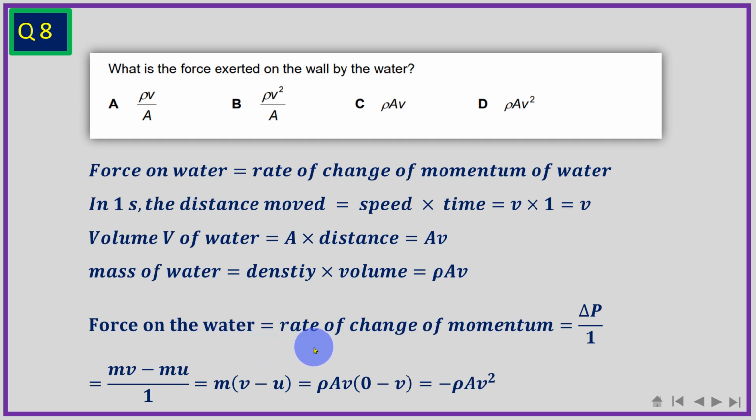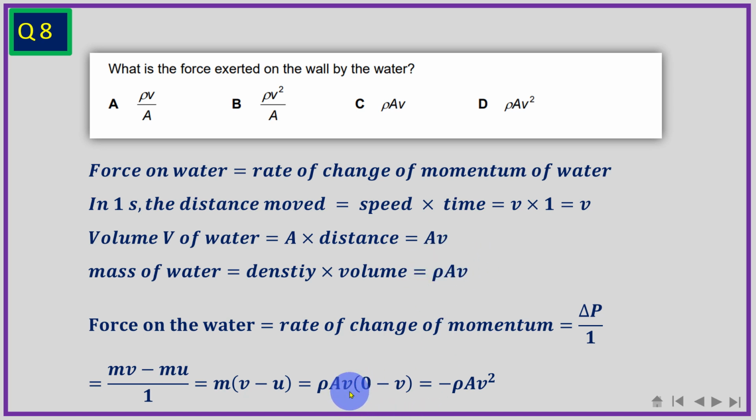Force on the water is equal to rate of change of momentum. So we are going to divide the change in momentum by 1. Change in momentum is mv minus mu divided by 1. That is m times (v minus u), because when you divide anything by 1, it's just that number. But the mass is rho Av. We have just seen that. That is the mass.